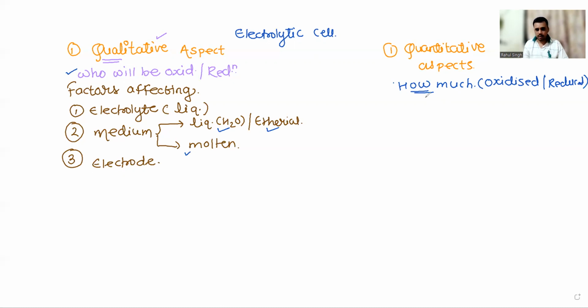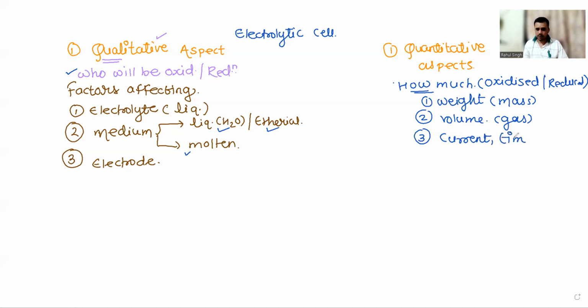We can take this as a weight, that is, the mass deposited at the electrode. Second, if it is a gas, we take it as a volume. And third, in terms of current, how much current is passed and how much time we have used. So these are the electrolytic aspects that we have to study.